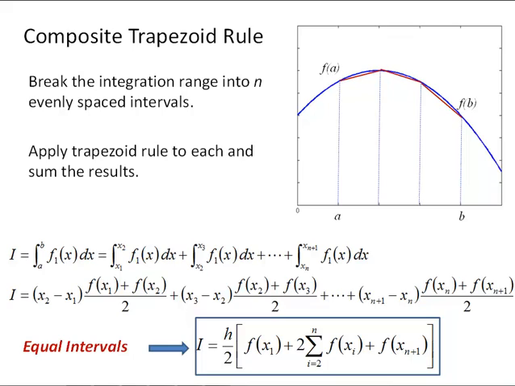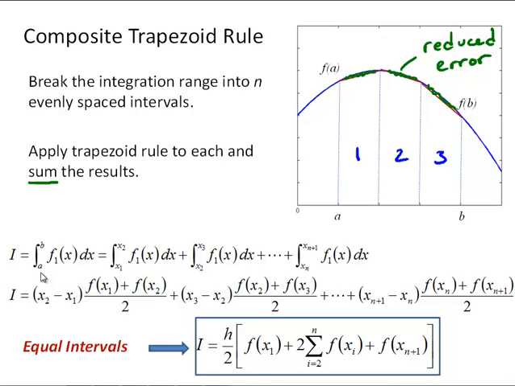The composite trapezoid rule is what we get by breaking the integration range into n evenly spaced intervals. So over in this figure, we've got 1, 2, 3 intervals that gives us 3 trapezoids, and you can see here that the error, this distance between the straight lines and the curve, we have reduced error, obviously, by breaking that up into parts. So what we'll do is just apply the trapezoid rule to each of those n parts and sum the results.